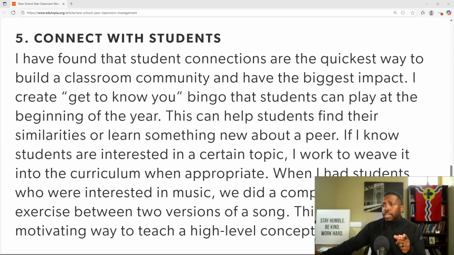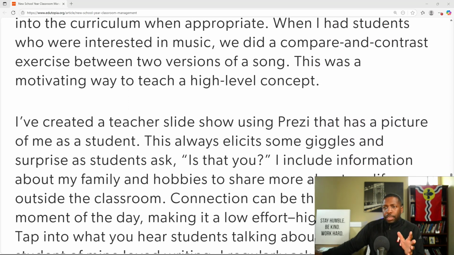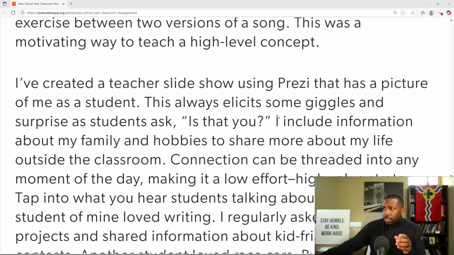When I had students who were interested in music, we did a compare and contrast exercise between two versions of a song. This is a motivating way to teach a high-level concept. I've created a teacher slideshow using Prezi that has a picture of me as a student. This always elicits some giggles and surprises as students ask, "Is that you?" I include information about my family, hobbies to share more about my life outside the classroom.